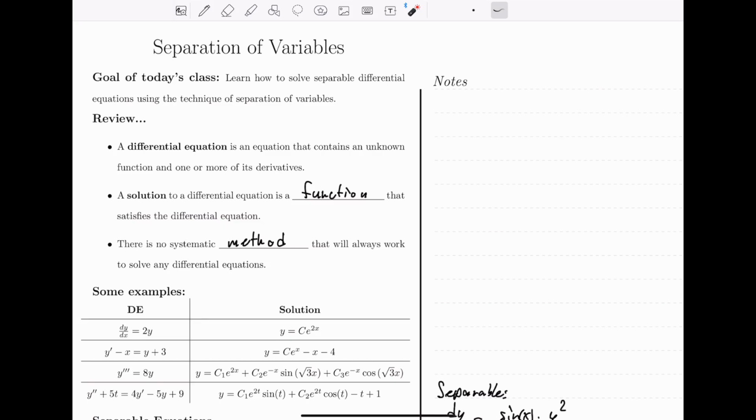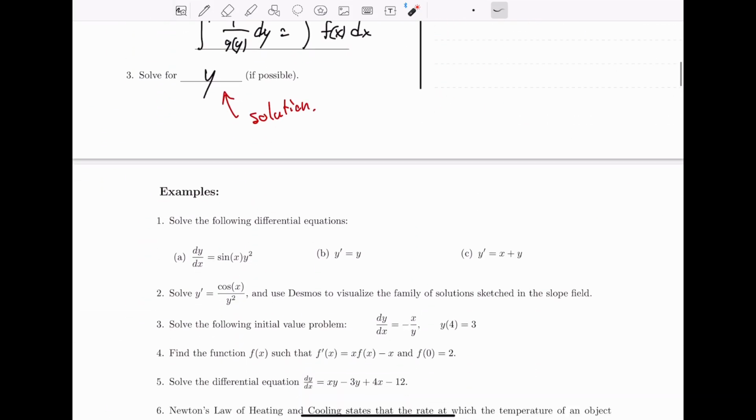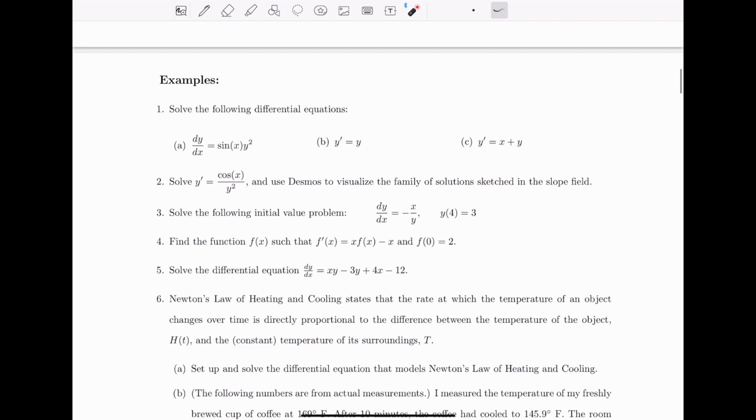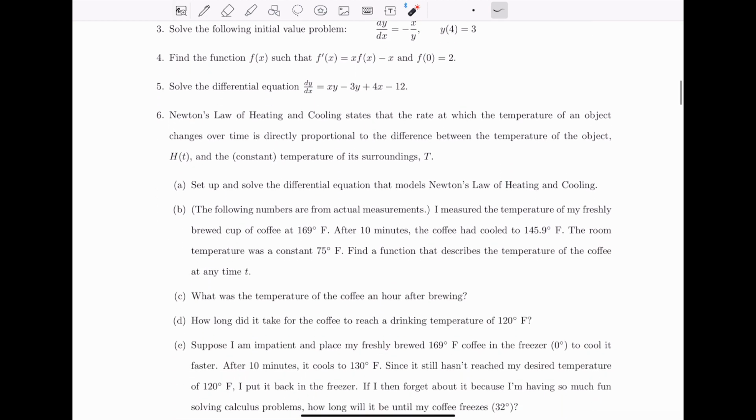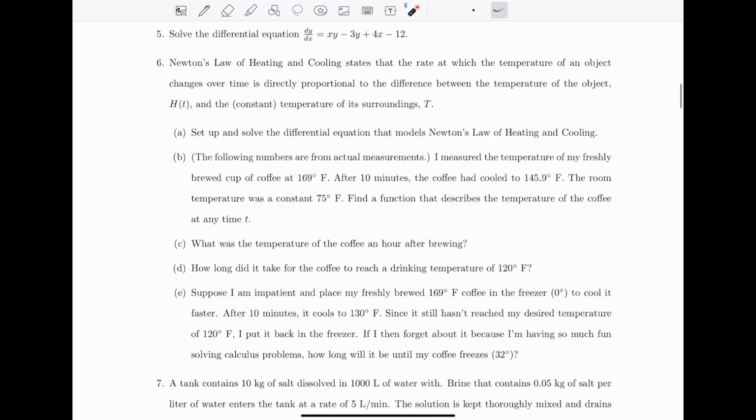Now that we've talked about the method of separation of variables, and we've seen a few specific examples, let's look at a really applicable problem, a really real-life application where we will use separation of variables to solve a differential equation. We're going to talk about Newton's law of heating and cooling.